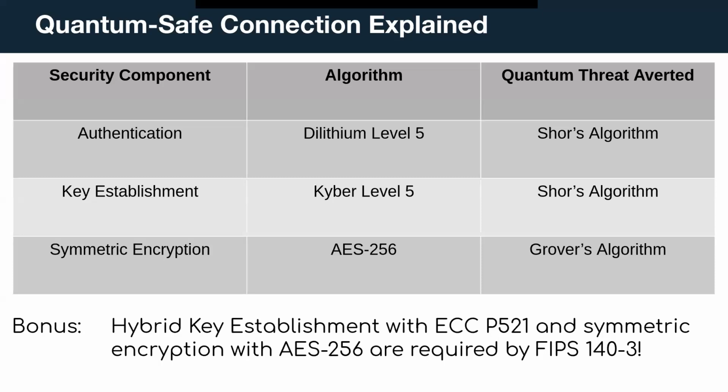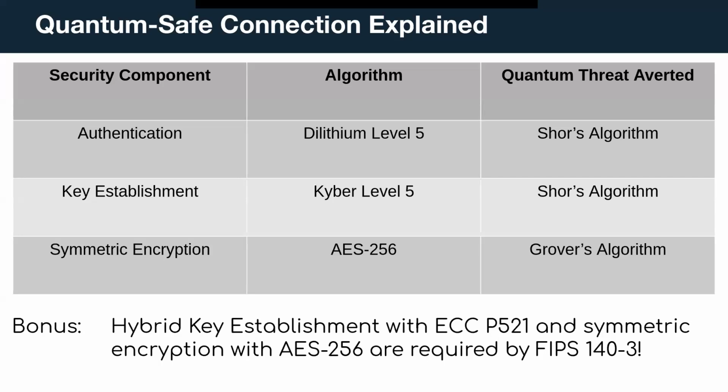And again, there's a level 1 and a level 3, but again, the CNSA 2.0 mandates that we use level 5, and that's Shor's algorithm that we averted again.